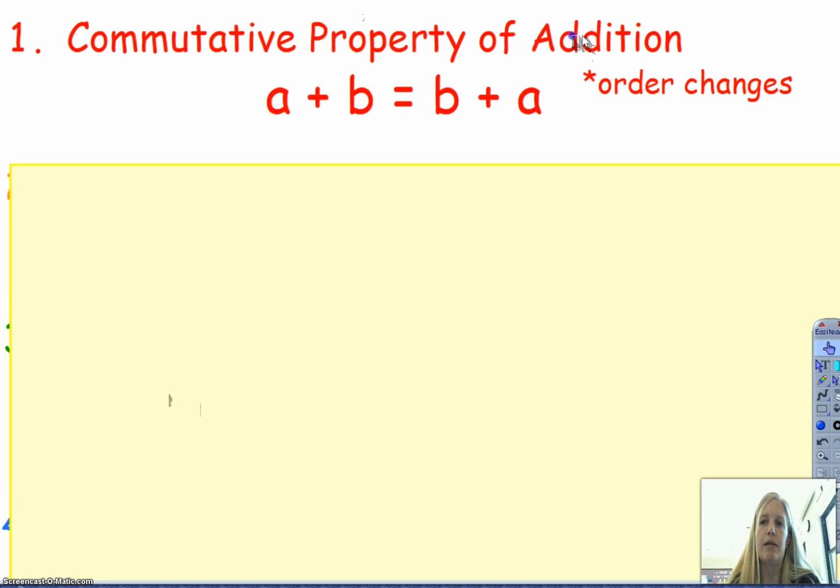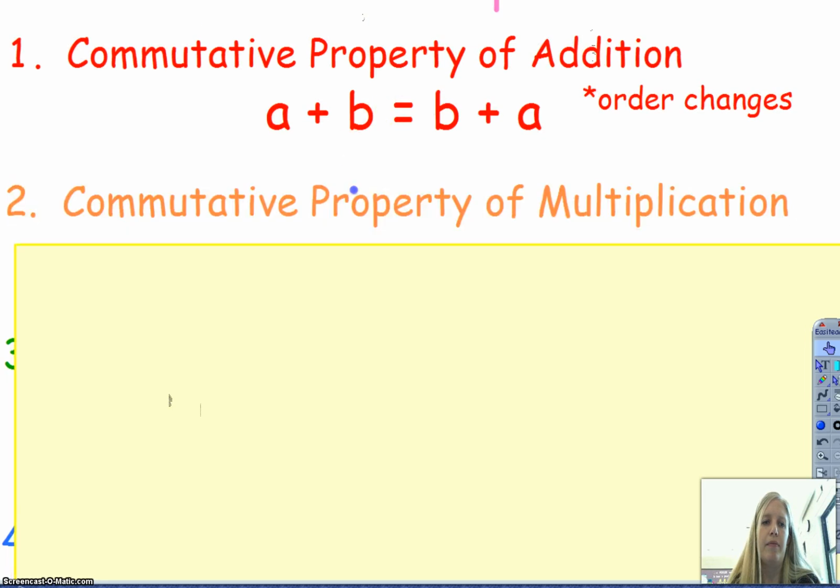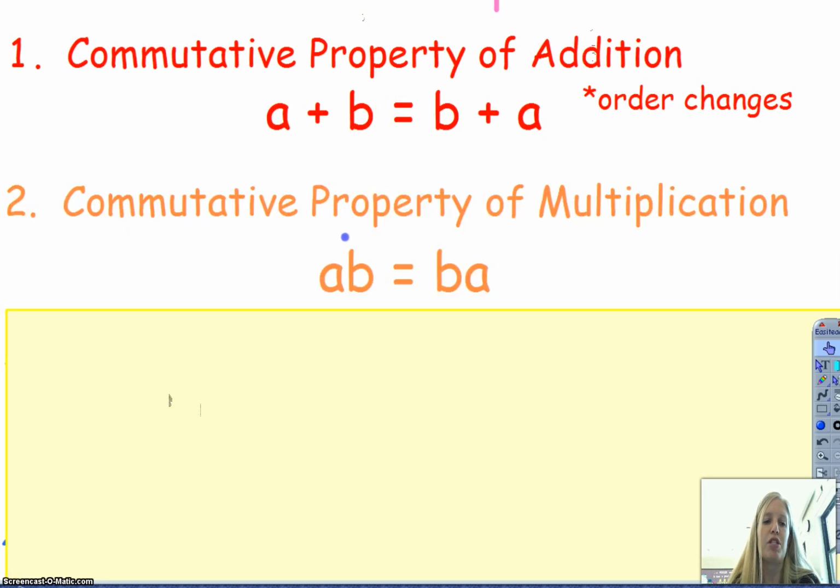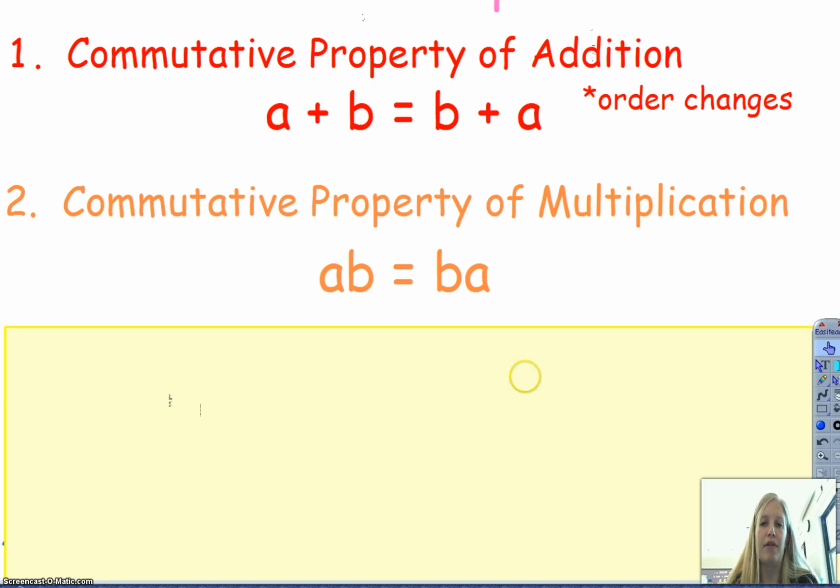Okay, next property is the commutative property of multiplication. So this property also works for multiplication. It just means that the order when you're multiplying, you will arrive at the same answer. It doesn't matter which way you multiply. So A times B equals B times A. Again, order matters because it's the commutative property of multiplication.